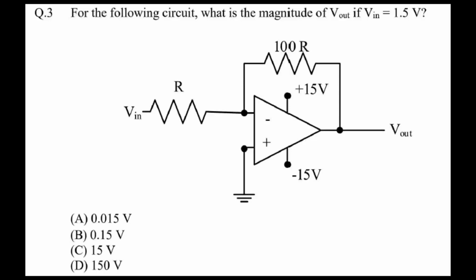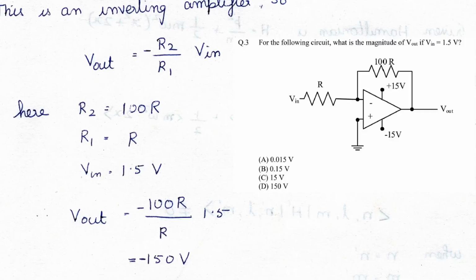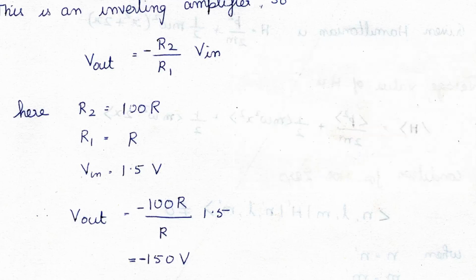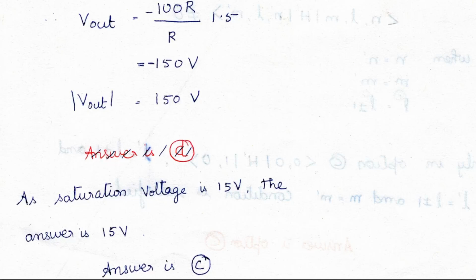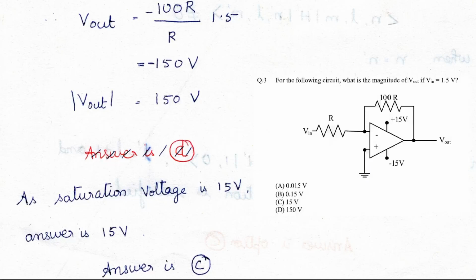In this question, they have given an inverting amplifier and they have asked us to find what is the output voltage. For inverting amplifier, we know that V out is equal to minus R2 divided by R1 into V in. Here R2 value is 100 into R, R1 value is R, V input is 1.5 volt. So V out is equal to minus of 100 R divided by R into 1.5, that is equal to minus 150 volt. So the minus is because it is an inverting amplifier. If you take only the magnitude, it will be 150 volt.